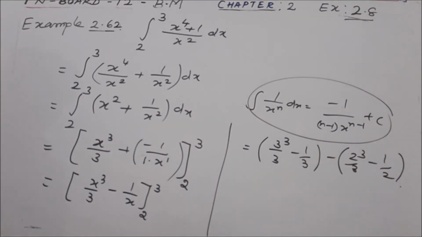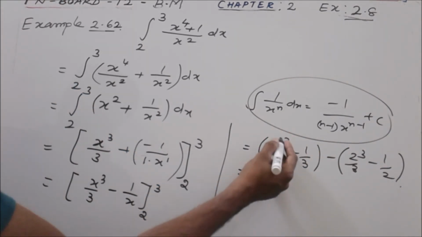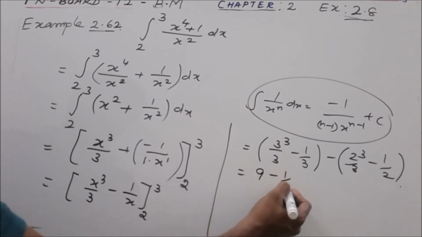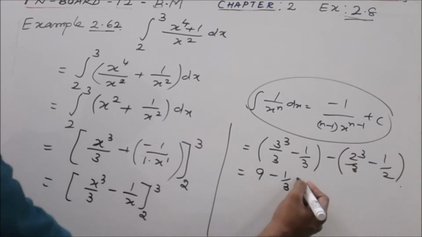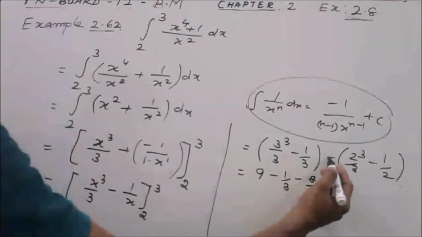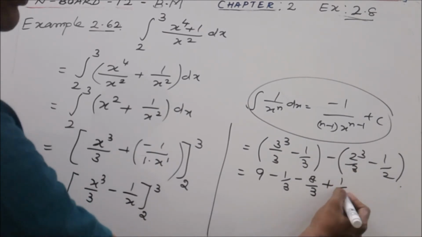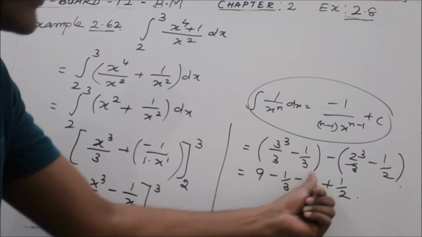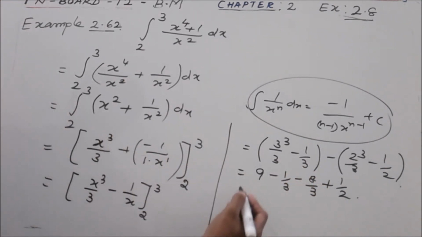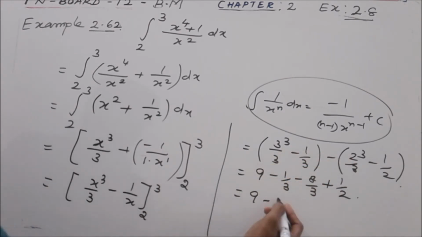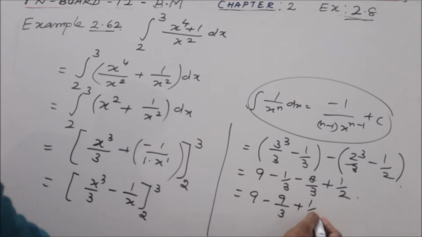Here we can cancel these two. That is 3 power 3, 27 by 3 is 9, minus 1 by 3. Now bring this minus inside. Minus 2 power 3 is 8, 8 by 3, minus into minus plus 1 by 2. Here these two implies minus 9 by 3 equal to minus 3, equal to 9 minus. These two have equal denominator, we can add the numerator, 9 by 3 plus 1 by 2.